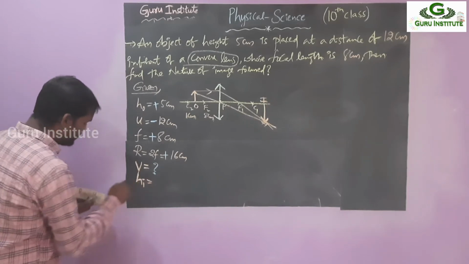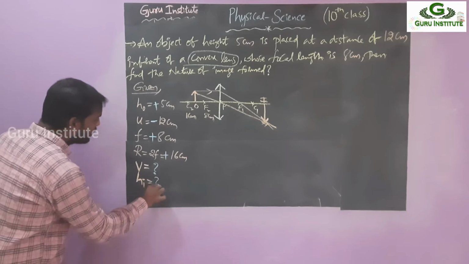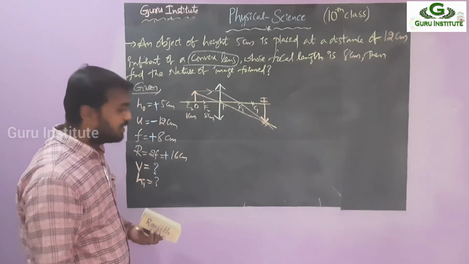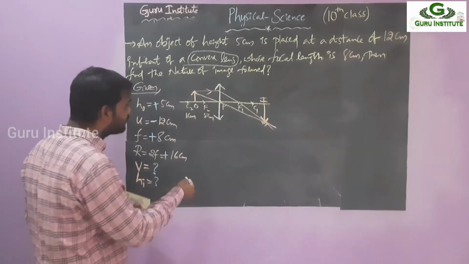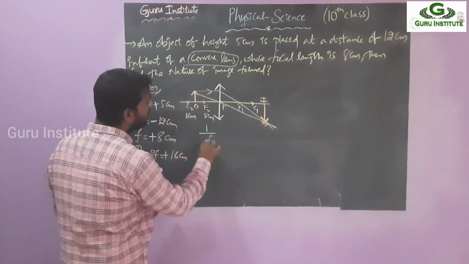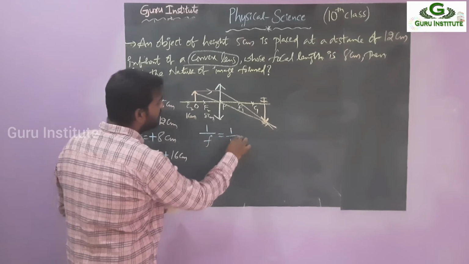HI is how much? He is asking. So simply, in order to get the V, you can use the lens formula. In order to get the HI, you are using the magnification formula. What is the lens formula we are using here? 1 by F is equal to 1 by V minus 1 by U.